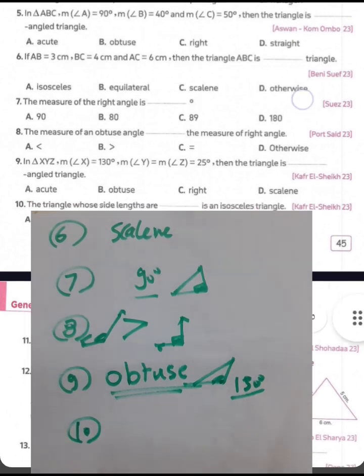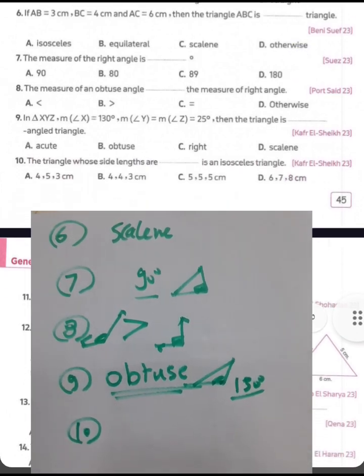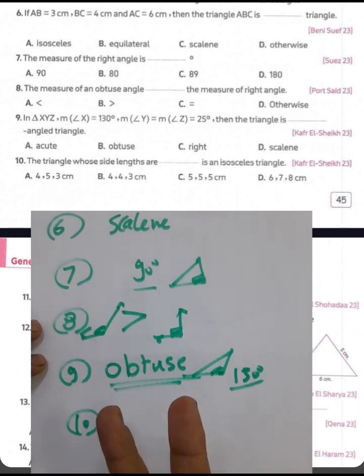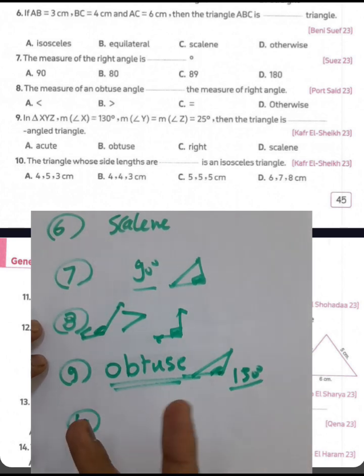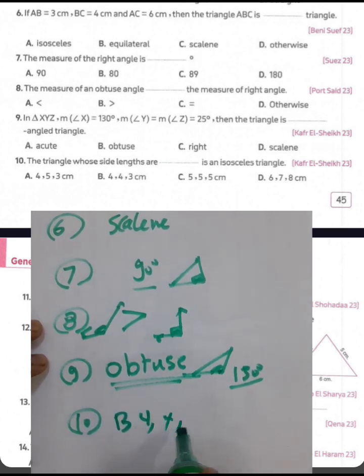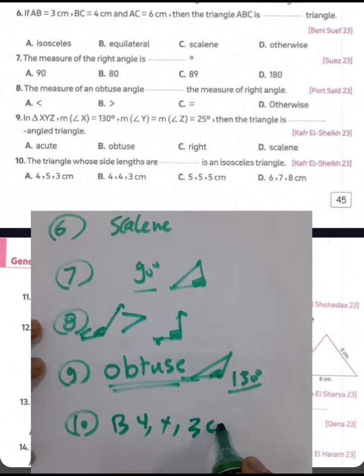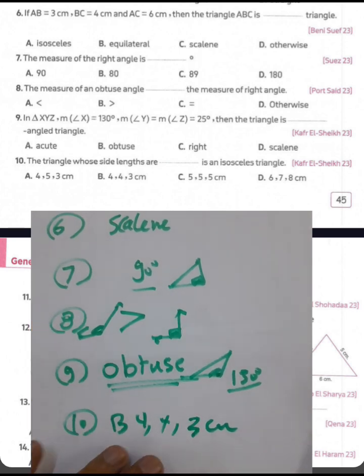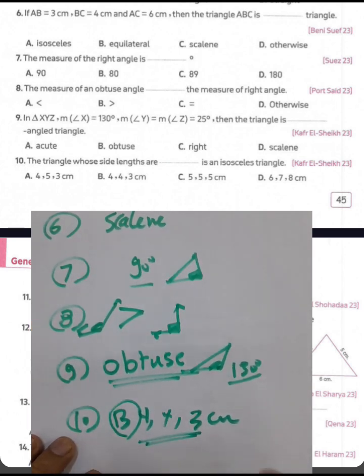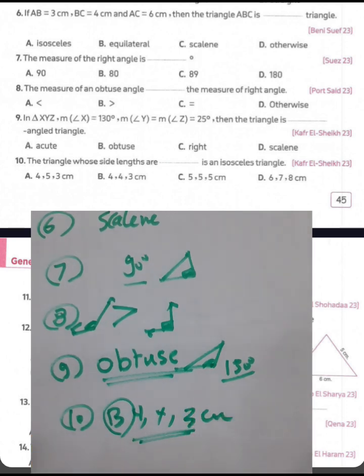Question number 10. The triangle whose side lengths are isosceles, we must choose 2 sides equal in length. We have letter B, 4 centimeters and 4 centimeters and 3 centimeters. We call this triangle, letter B, an isosceles triangle. Isosceles means 2 sides are equal in length in the triangle.